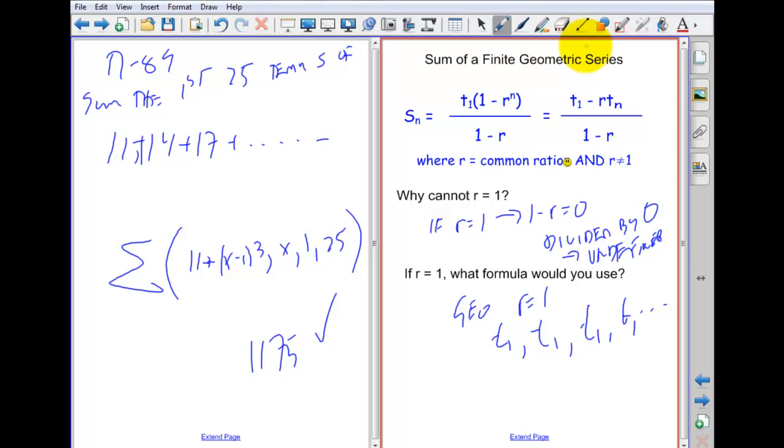What did this correspond to in the functions talk? Horizontal line, right? A constant function. So you could call this a constant sequence, a sequence that never changes. So we don't need this complicated formula for something like that. Give me a formula. It's not raised to the n, because it's going to be t sub 1 plus t sub 1 and so on. So it'll just be n times t sub 1. Now, I wouldn't bother memorizing that as a special thing. You can just think that through.